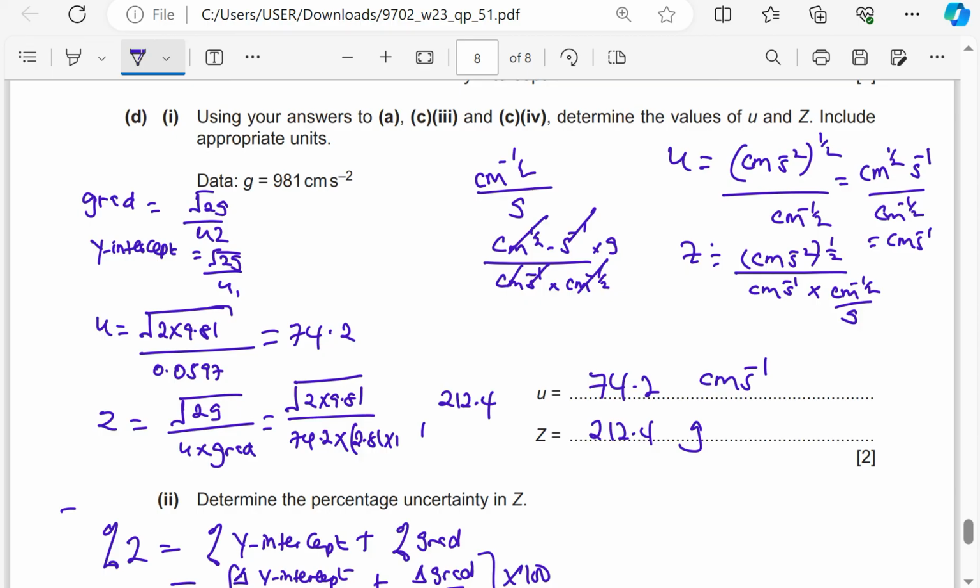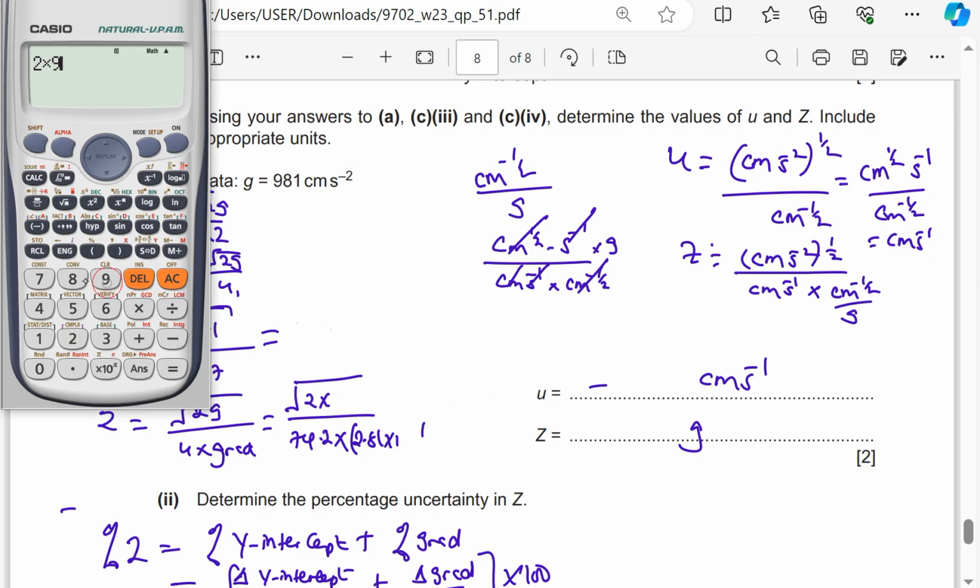I've been using 9.81 instead of 981. Sorry, I have to make some small changes here. This is 981, so my answers should slightly change. Sorry for that. I don't know how I saw 9.81. Okay, my answers will slightly change. Sorry for that mistake, because I do this naturally. So 2 times 981 square root.